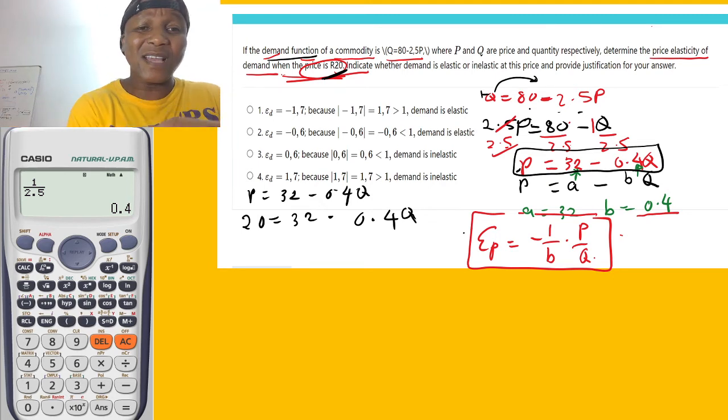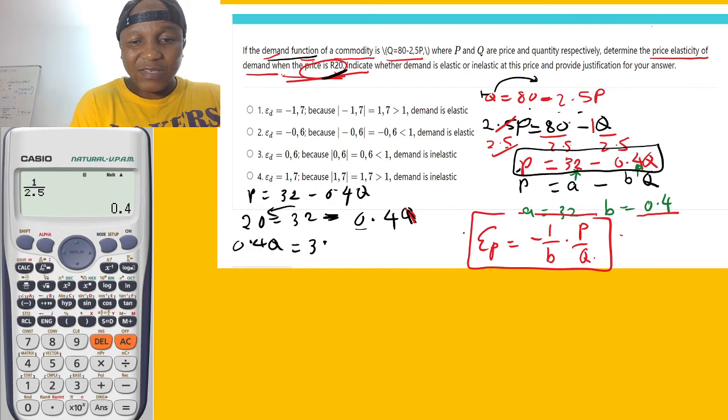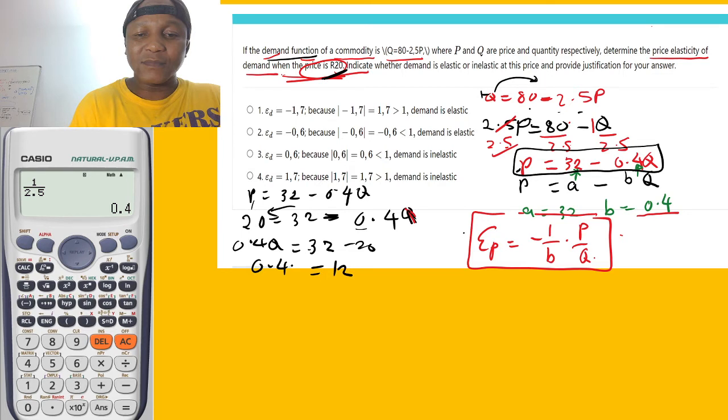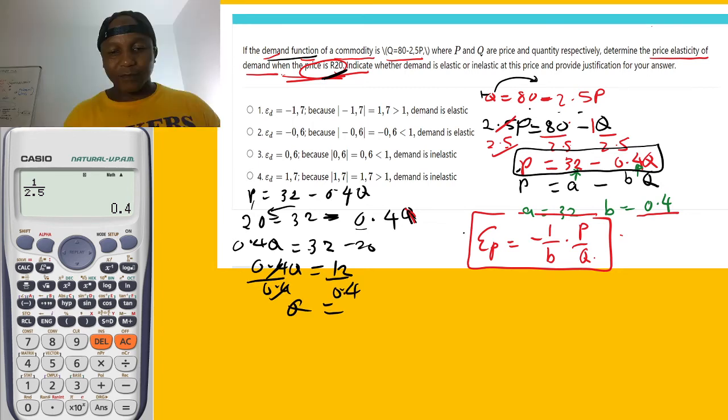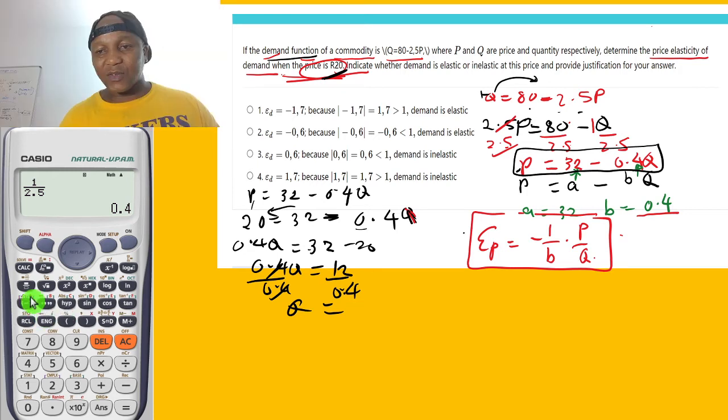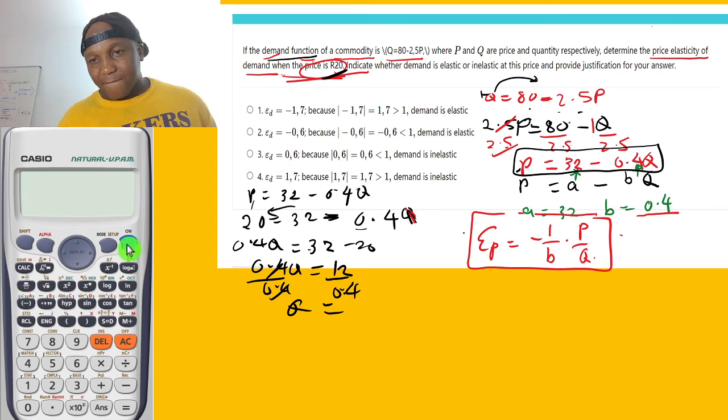Now let's make Q the subject so we can get its value. 0.4 Q goes to the left because it's a minus, and 20 goes over, so 0.4 Q equal to 32 minus 20, which is 12. Then divide both sides by 0.4, so Q equal to 12 divided by 0.4. Let's calculate 12 divided by 0.4.